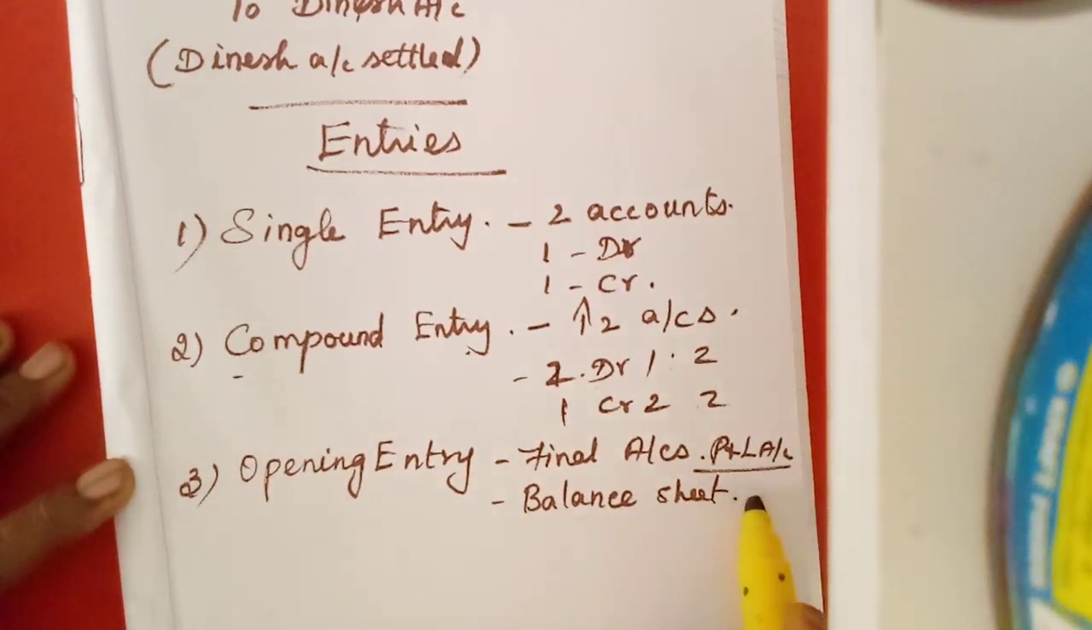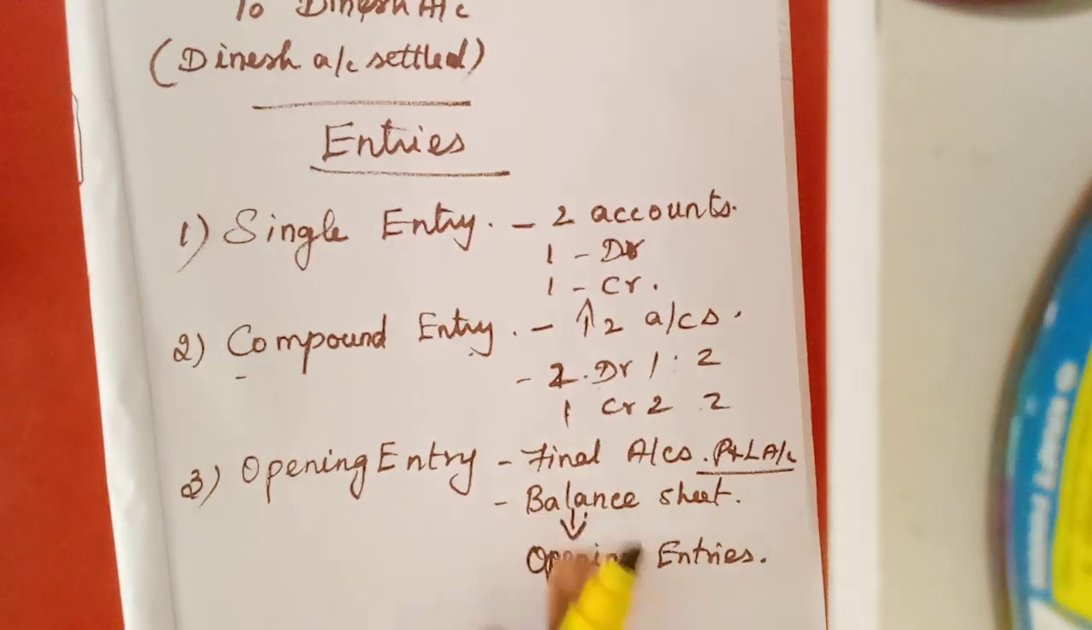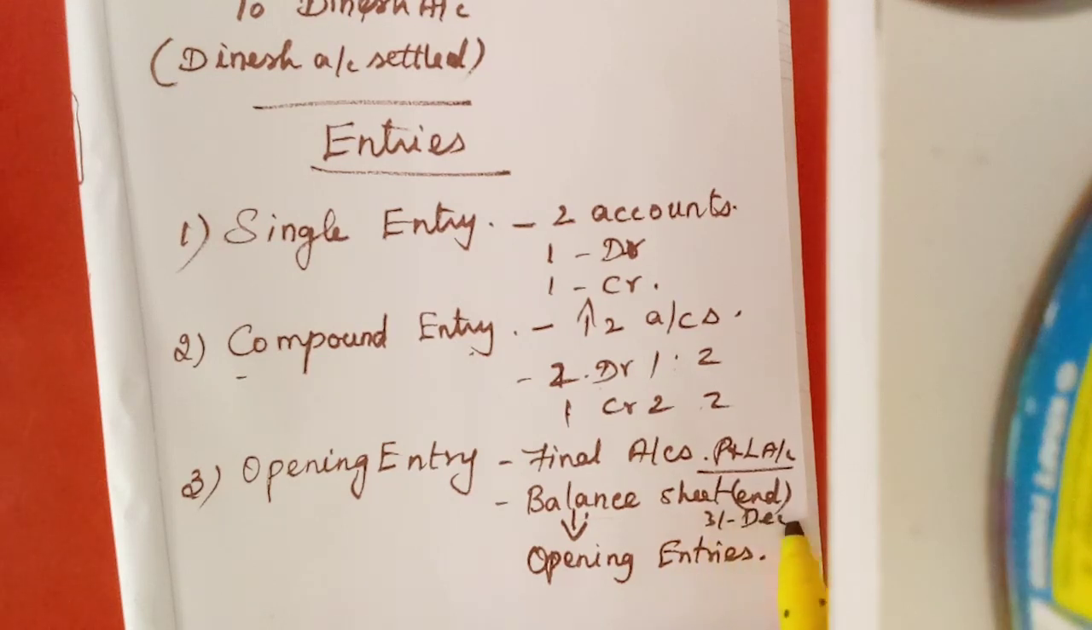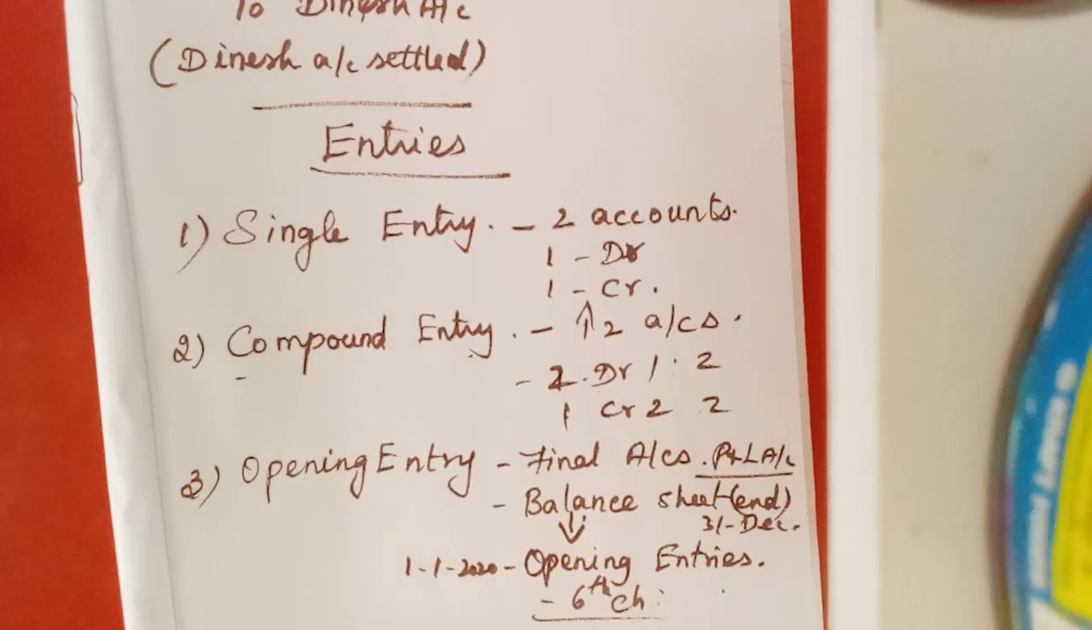All the items from the balance sheet will be written as the opening entries for the next year. Because the balance sheet is prepared on the end of the accounting period, maybe 31st December, but the next year starts on 1st January. That year they will prepare this as journal entries. That is called opening entries. This we are going to learn in the 6th chapter, trial balance. There we will learn.